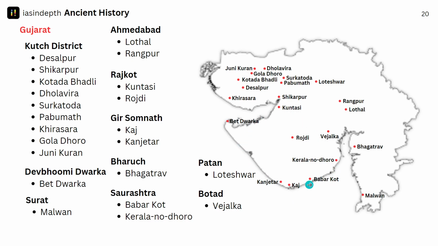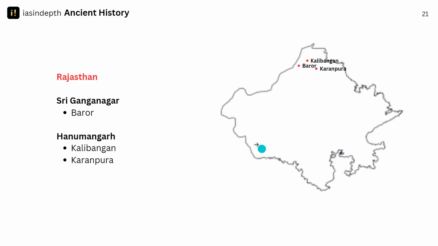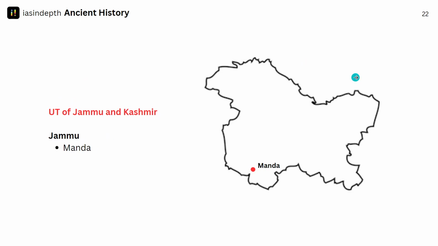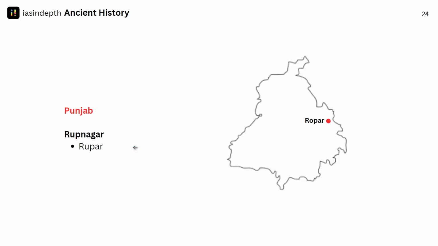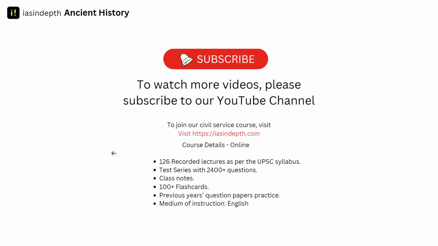the Kathiawar Peninsula. In Rajasthan, you'll be able to see Indus Valley sites in the northern part of Rajasthan, like in Sri Ganganagar district, Barur, as well as in Hanumangarh district, one of the most important sites of the Indus Valley Civilization, Kalibangan, and also Karanpura. In the Union Territory of Jammu and Kashmir, you'll see an important site named Manda in Jammu. In Maharashtra, in Ahmednagar district, Daimabad is an important Indus Valley site. In Punjab, in Roopnagar district, you'll be able to see Ropar.